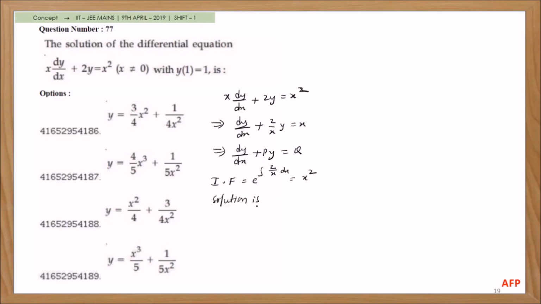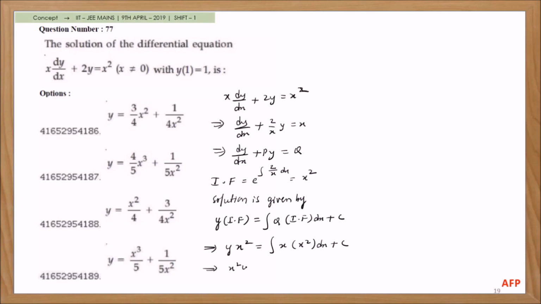Okay. Solution is given by y into integrating factor, integration of q into integrating factor dx plus c. So this implies y into x square is equal to integration of x into x square dx plus c. So it is nothing but x square y is equal to x raised to 4 by 4 plus c. Okay. So this is one part of our solution.